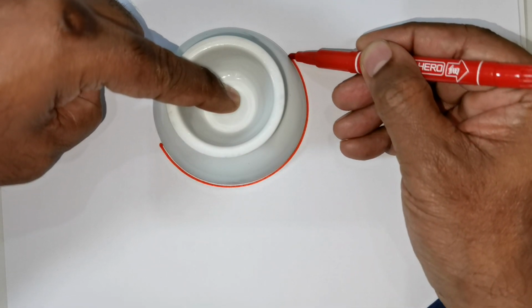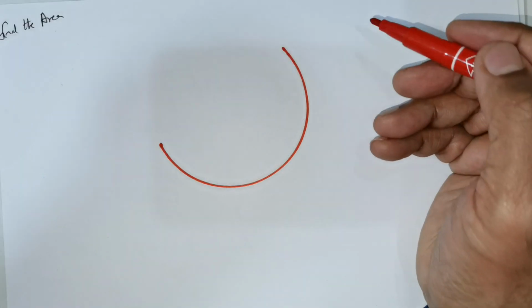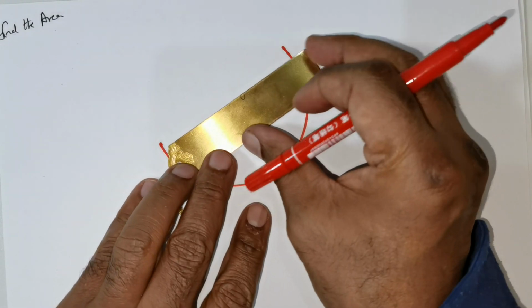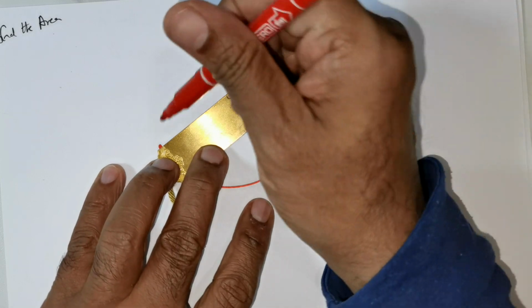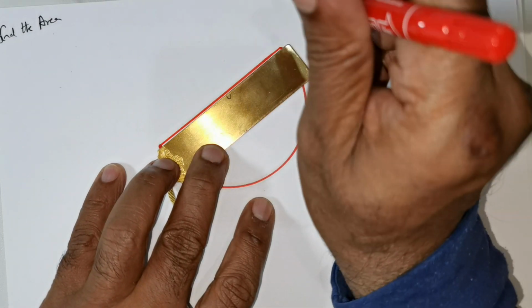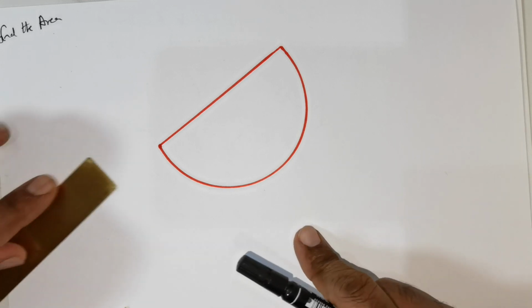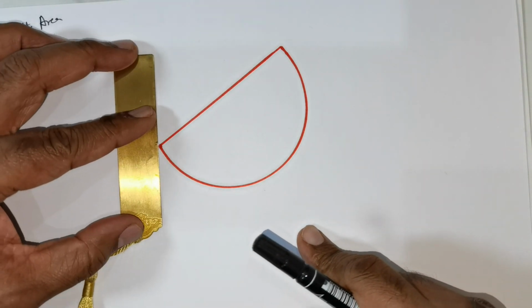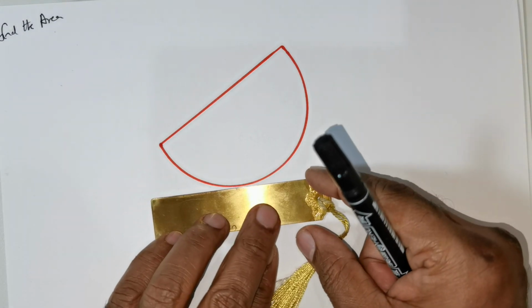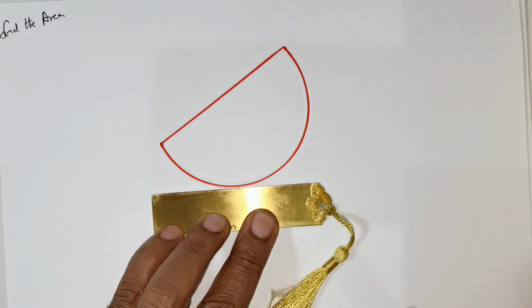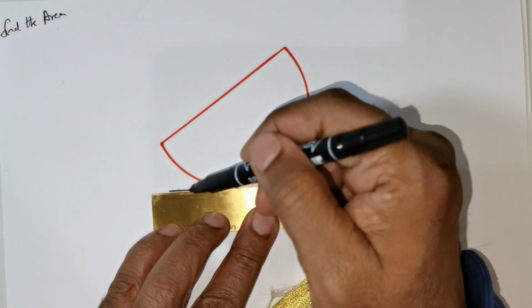So let me draw the circle. Okay, we got that. And now I need to place the circle inside a square. So let me do that. So first, let me make sure that there is a tangent there.